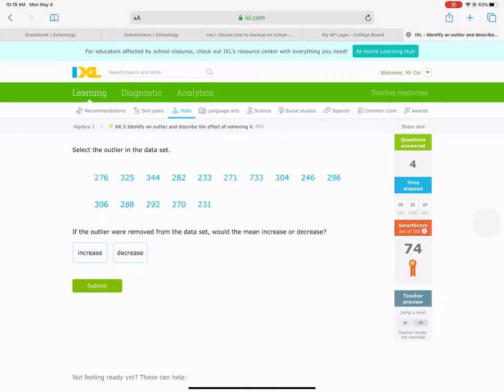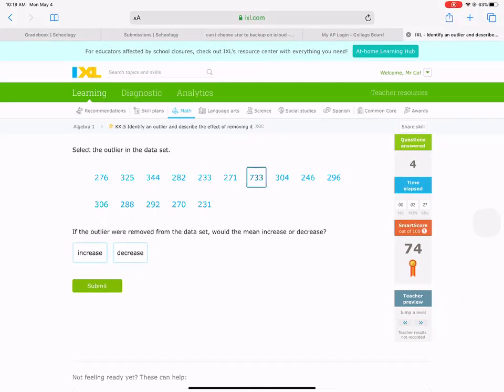Okay, which one here would be the outlier? Select the outlier from the set. I see 200, 300, 300, 200, 200, 200, 700. Oh, that was a little hard to see. 700 is way far from 200, 300.